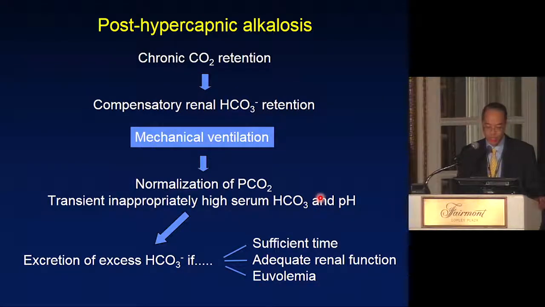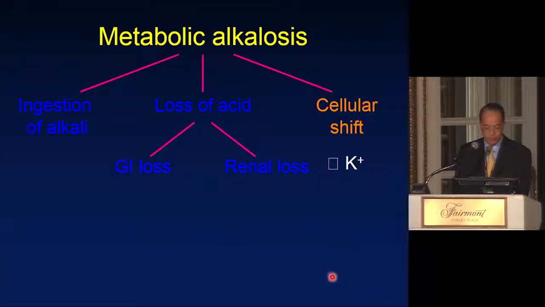Over the course of time, that corrects, but it takes time. It only occurs if you have adequate kidney function and if you're well hydrated. If you're dehydrated, the kidney is unable to excrete alkali rapidly. So these patients often appear to be alkalemic and alkalotic, but if you just hydrate them and give them a little time and they have normal renal function, it corrects by itself.